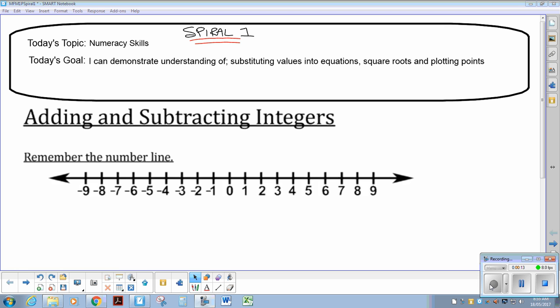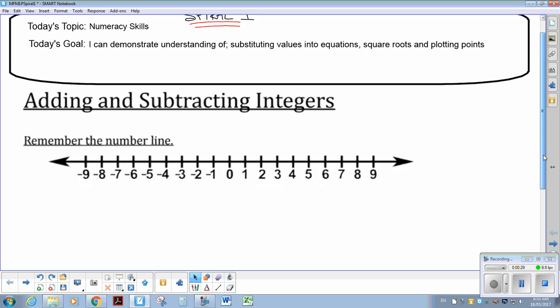So our first topic is numeracy skills, and what I want you to be able to demonstrate by the end of the lesson is making sure that you can add and subtract integers, substitute values into equations, do square roots, and plot points. So our first topic here is adding and subtracting integers.